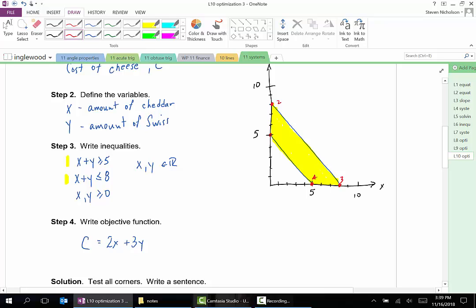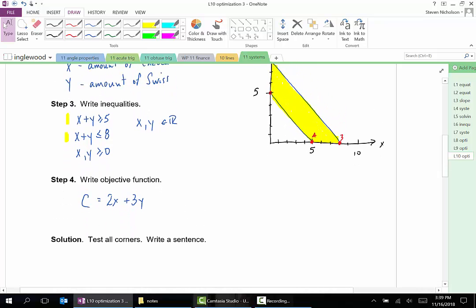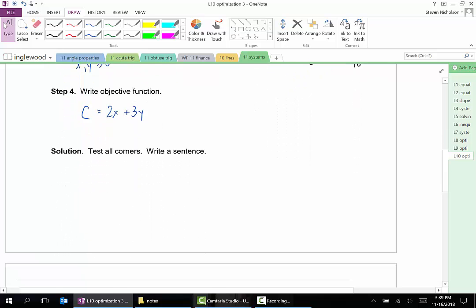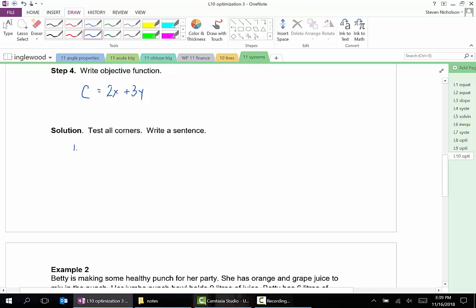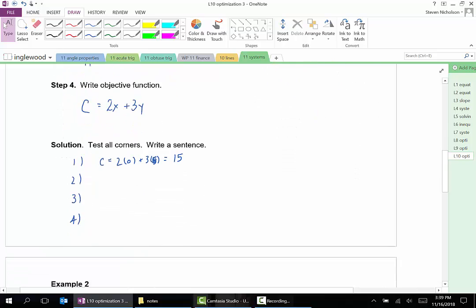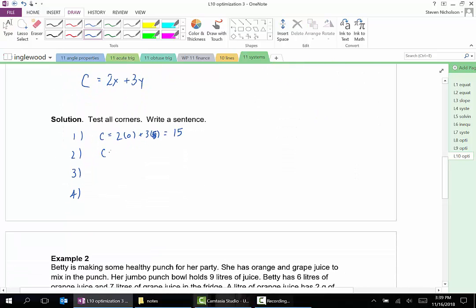And if we can figure out the values of our objective function at these 4 corners, one of them is going to be the maximum amount for cheese, and one of them is going to be the minimum. So I'm going to plug in the numbers. C is equal to 2 times 0 plus 3 times 5, which is equal to 15. So our first point is (0, 5), and our second one is (0, 8). Our cost is equal to 2 times 0 plus 3 times 8, which is $24.